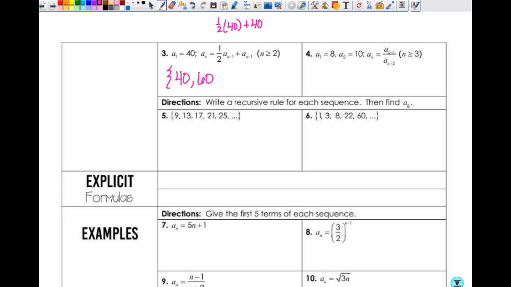Then I use 60. Half of 60 is 30, plus 60 is 90. Then I do half of 90, which is 45, plus 90 is 135. Then I do half of 135, which is 67.5. Okay, and then I add that to 135. Is that right? Okay, and then yes, 135 over 2. And then add that to 135. Well, that's fine. Add it to 135.